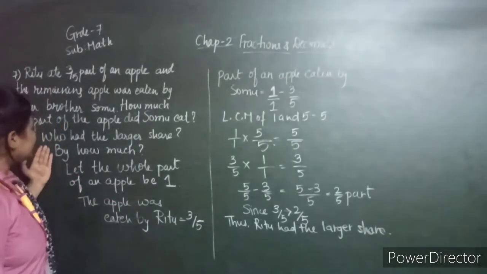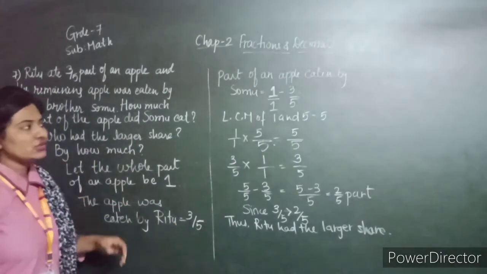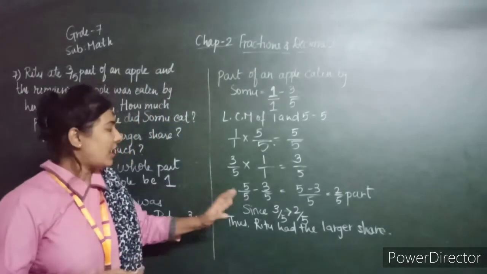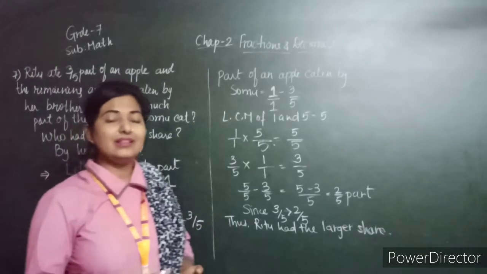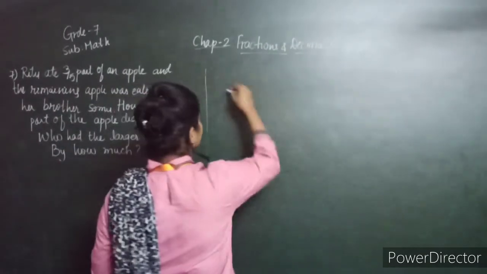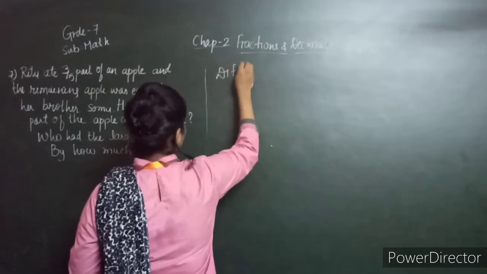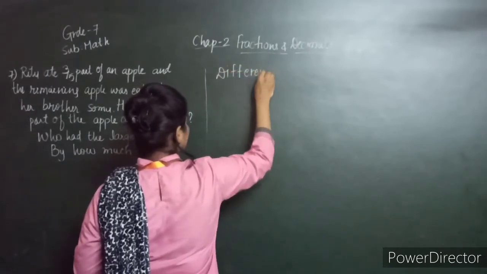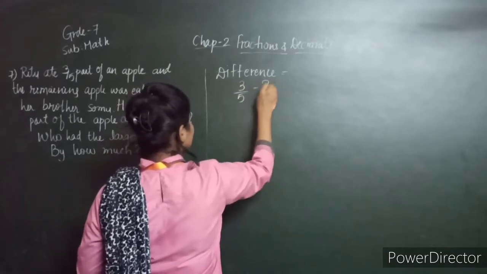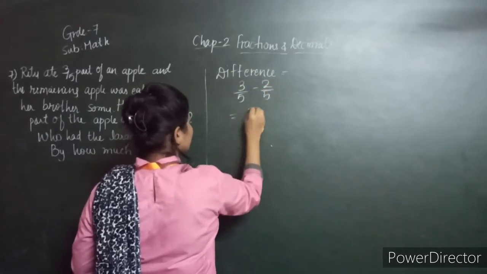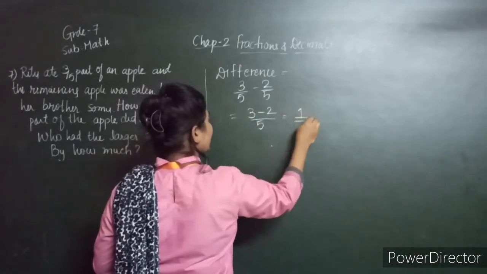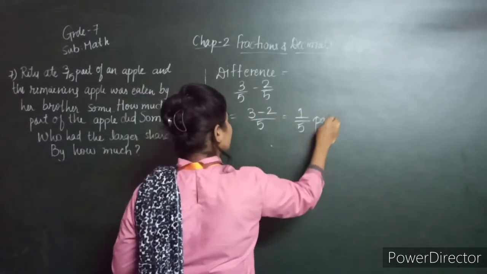And the next question is, by how much? So here we have to find out how much more apple was eaten by Ritu. So now here we have to find out the difference. So difference is equal to 3 upon 5 minus 2 upon 5. So 3 minus 2 upon 5. So it is 1 by 5 part.